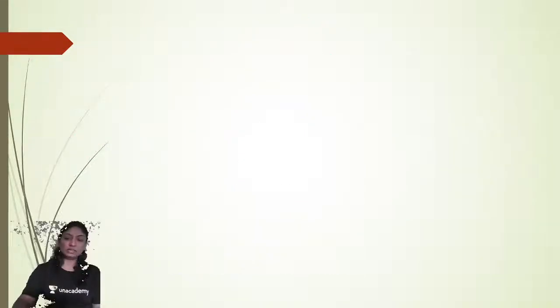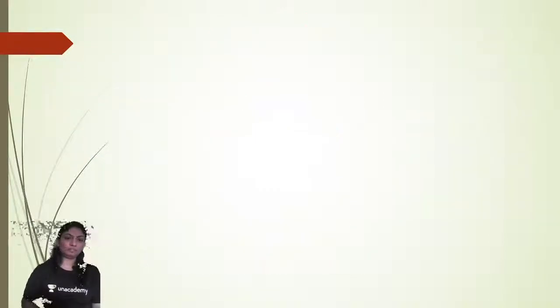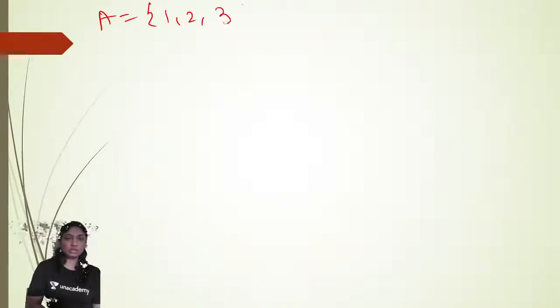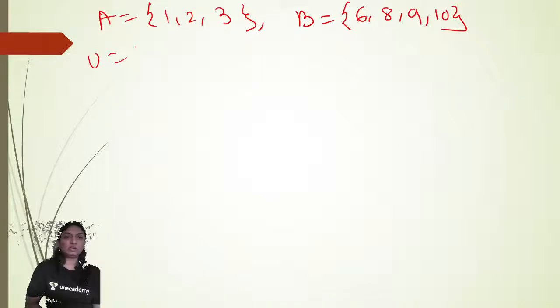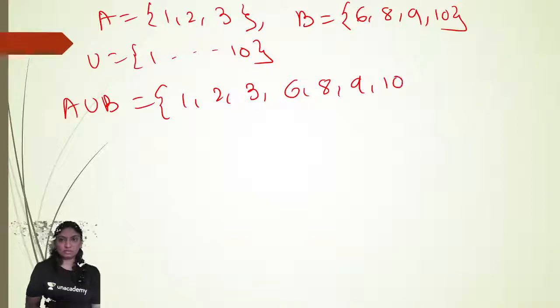Now we denote intersection. If you want, you can take any examples here. For example, A is equal to {1, 2, 3}, B is equal to {6, 7, 8, 9, 10}, and U is equal to 1 to 10. So you will get A union B as the elements which are in A as well as in B, and every element appears exactly once. So A union B contains this.